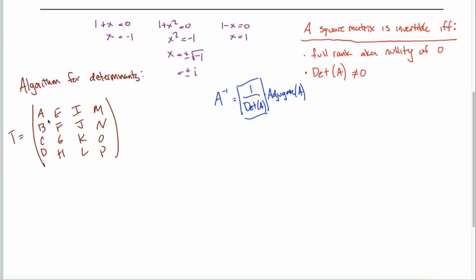It's 4x4, so I'm pretty intimidated by trying to figure out its determinant. Fortunately, I can express this determinant as a linear combination of 3x3 determinants. All I gotta do is pick any row or any column. It doesn't matter which one. Let's say I pick this first column here.